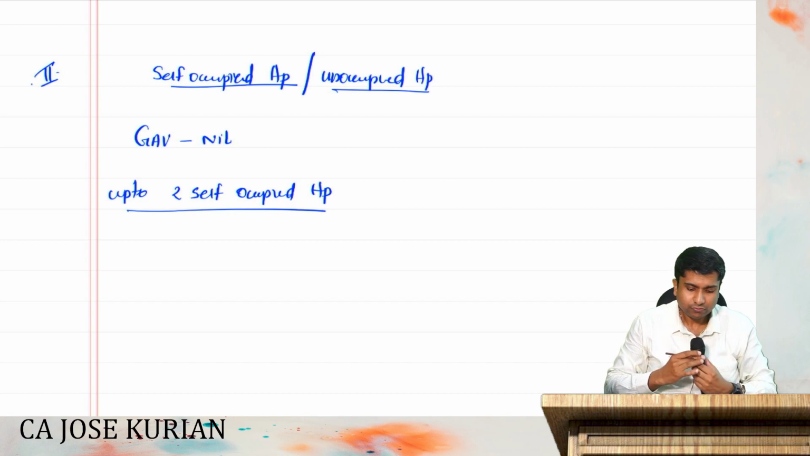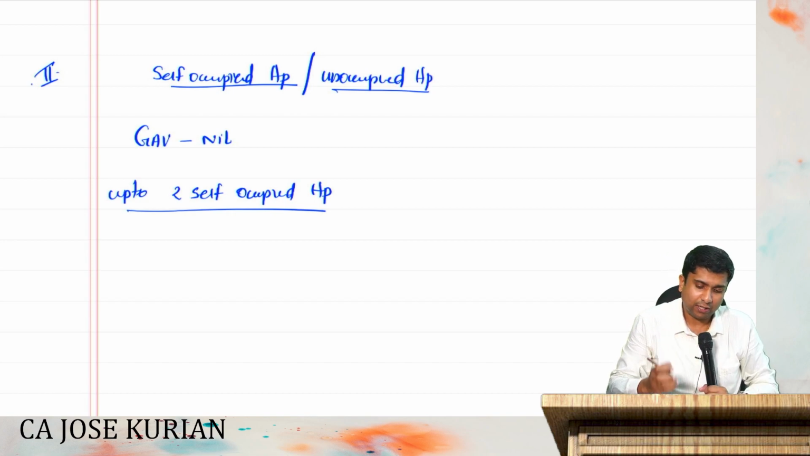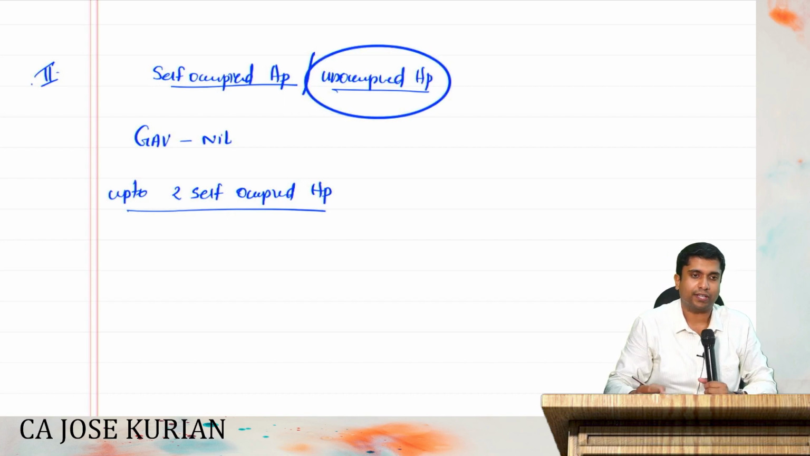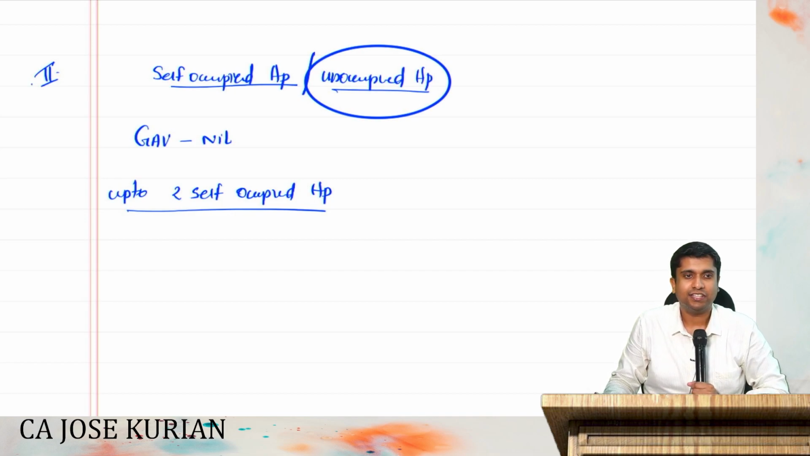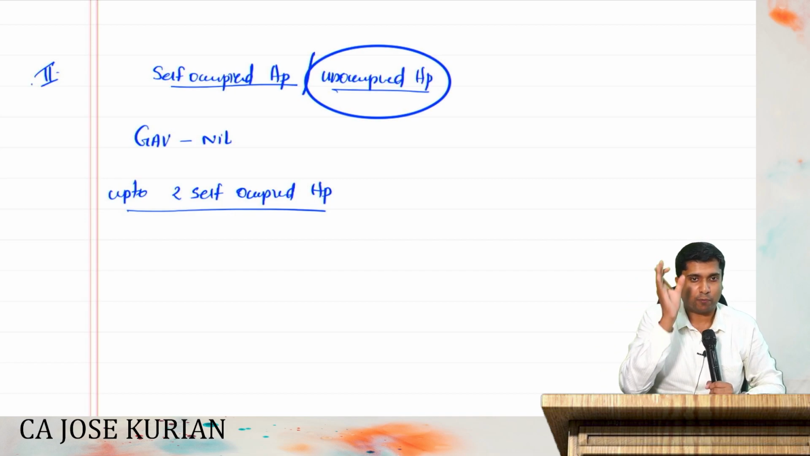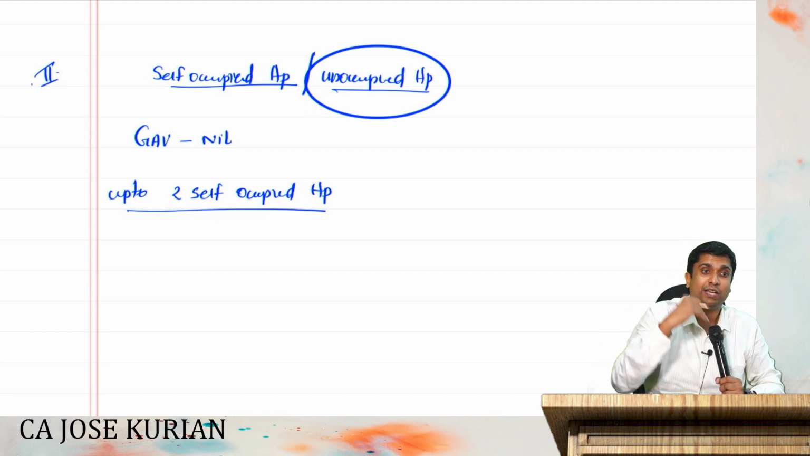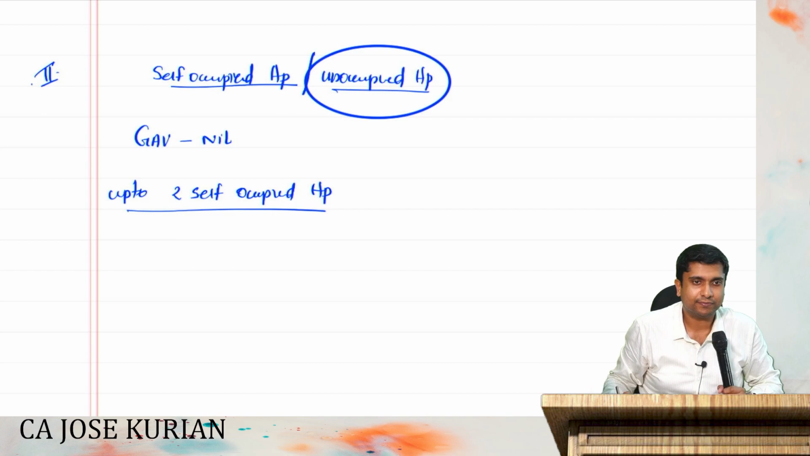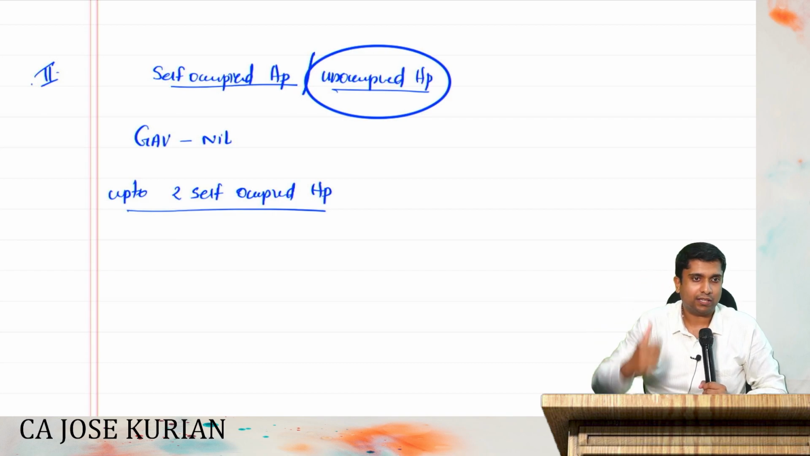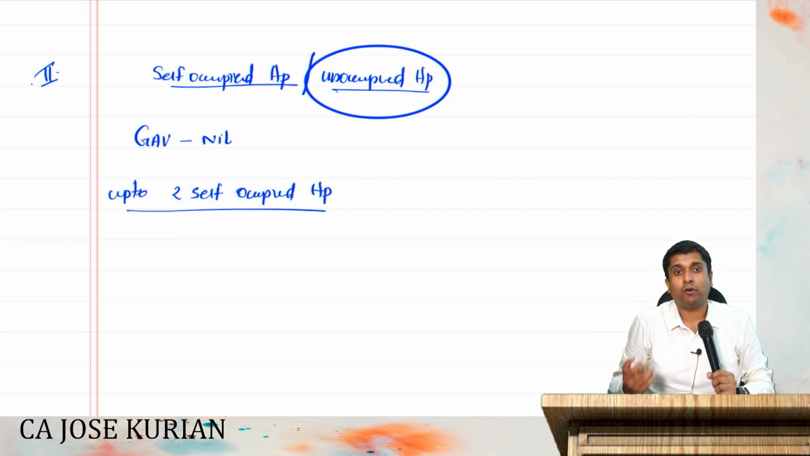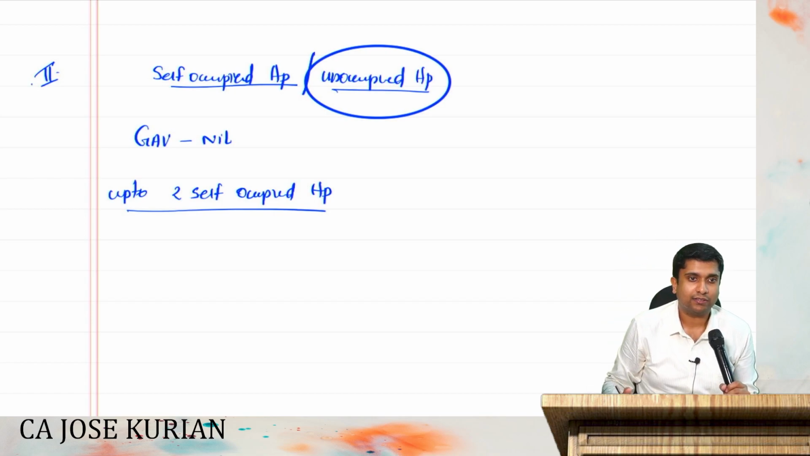Now, 2 self-occupied house properties. Now there is one more thing called unoccupied house property. What is unoccupied house property? A property which is shut down, a property which is locked, and I'm not able to occupy due to my employment, profession, business, etc. in some other city. Say I have a property in Ahmedabad. Right now I'm in Chennai. So I'm not able to stay in the Ahmedabad property. That Ahmedabad property is said to be what? Unoccupied house property. Are you all listening?